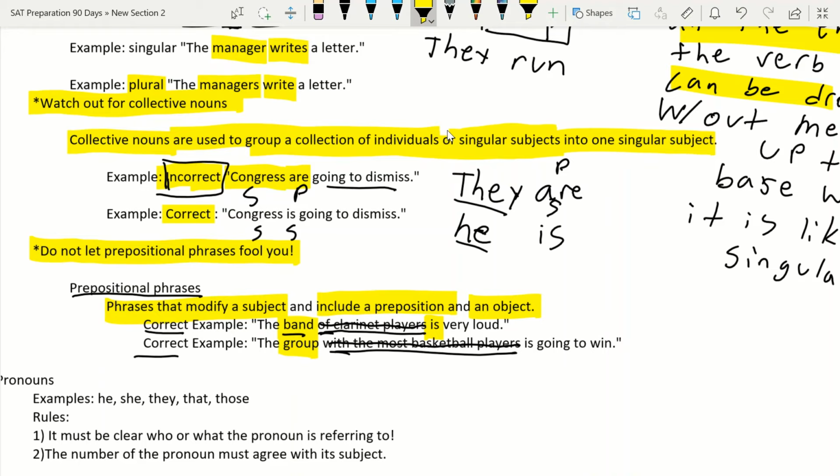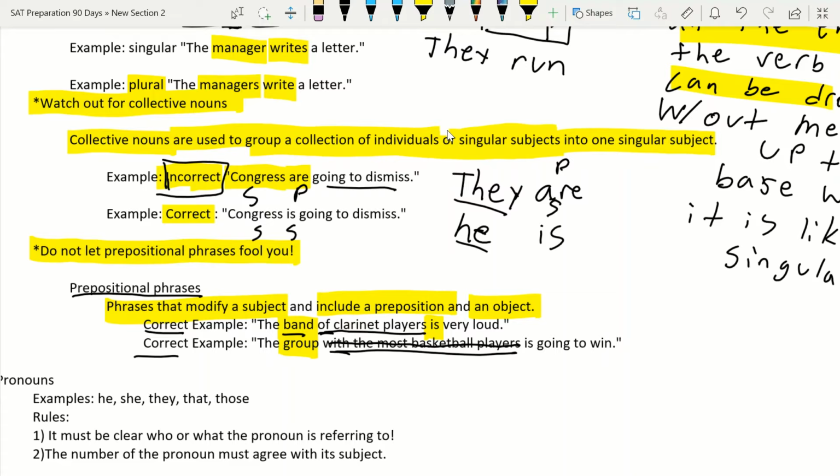So that is a correct example of how we would determine if we're matching our subject to our verb if we have our prepositional phrase in between, right? We get rid of the prepositional phrase and we make sure that we ignore it. In an incorrect interpretation, what a lot of people would do is see "of clarinet players," say, oh, players is plural, and then use the plural "are," right?